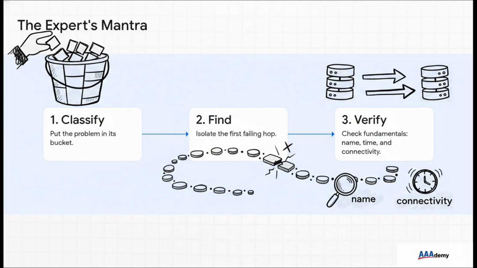So if you don't remember anything else, remember this 3-part mantra. 1, classify the problem. Put it in its bucket. 2, find the first failing hop. And 3, always, always, always verify the fundamentals. I'm talking name resolution, time sync, and basic connectivity for the correct type of traffic.